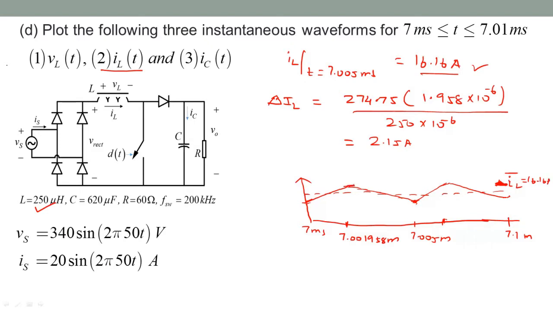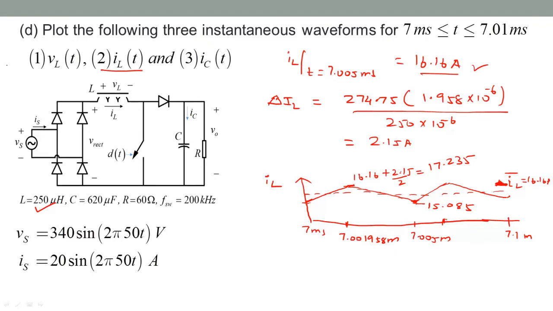So this value is going to be 16.16 plus 2.15 over 2, okay, which is 17.235, and the lower value is 16.16 minus the delta IL over 2, which comes out to be 15.085. So that is the complete inductor current waveform.